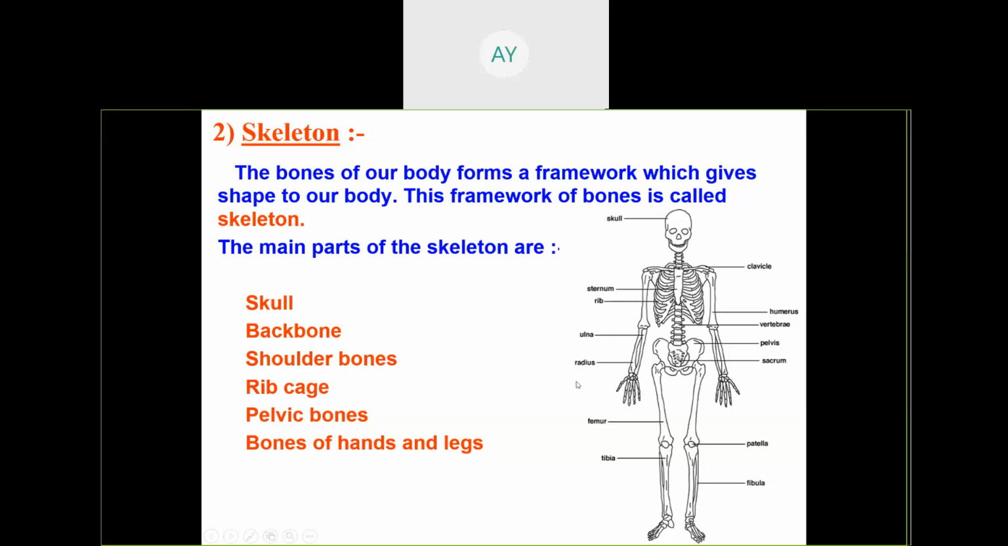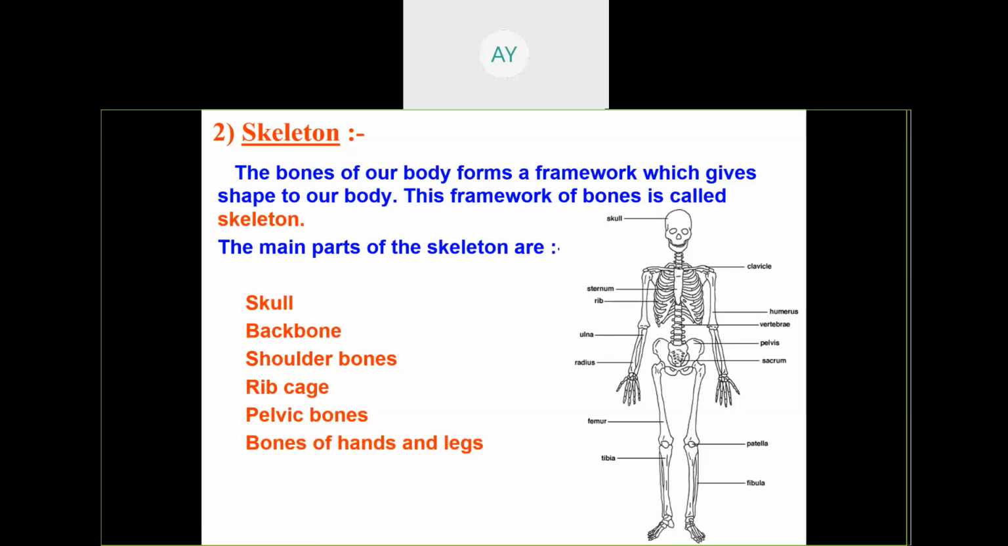Then the pelvic bone. The pelvic bone is generally present in your hips region. This is the pelvic bone that is present in your hips region. And the bones of your hands and legs. I have already discussed the hands. If you remember, humerus corresponds to the hand: H for hand, H for humerus.